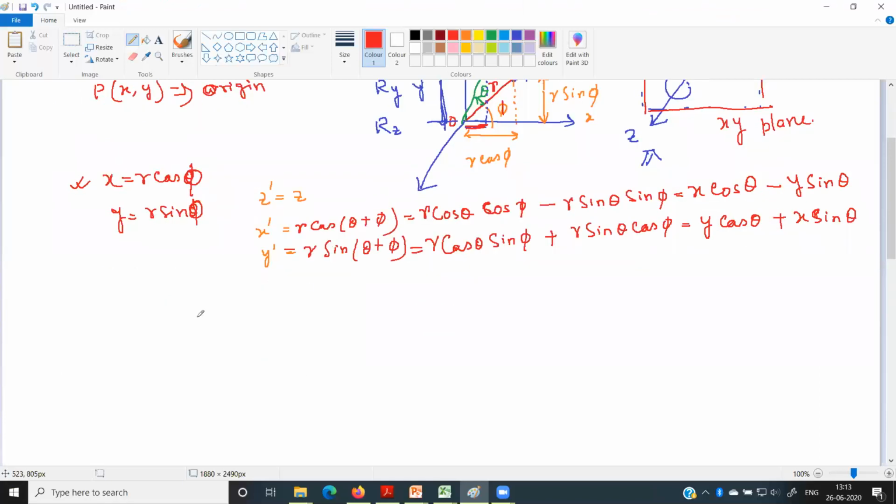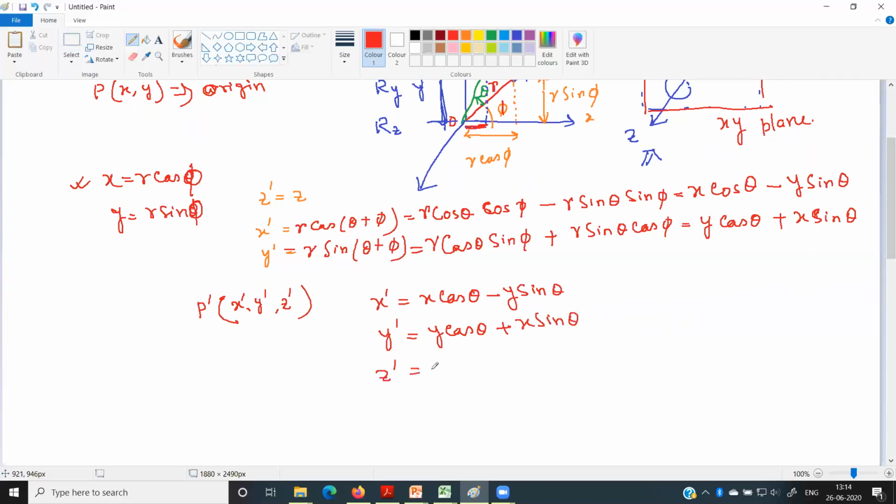Okay. So what did we finally get? For the new point P dashed, the rotated position of the point P, whose coordinate is x dashed, y dashed, and z dashed: x dashed equals x cos theta minus y sin theta, y dashed equals y cos theta plus x sin theta, and z dashed is nothing but z.